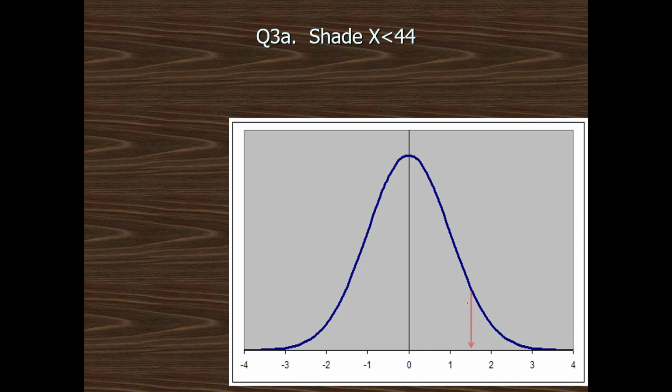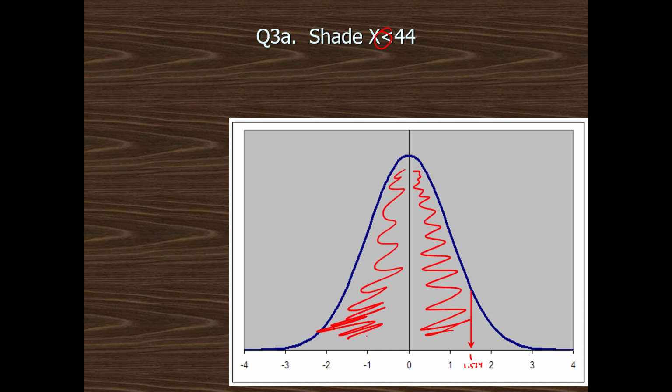Now, shade this value. We know this is 1.564. We're going to shade x less than 44. So we're going to shade in this area, but we're also shading all of this. And remember, we know that this is 50%, because this is a symmetrical distribution with mu dividing the 100% of the area into two equal pieces. So we have 50% here, and all of this is 50%. You can imagine shading all of this.